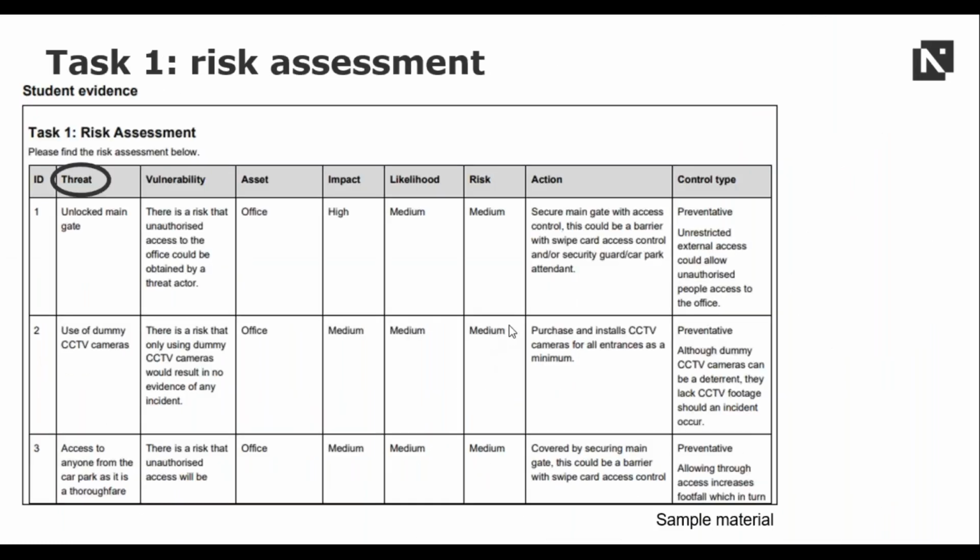Now, an example risk assessment is on the screen now. The risk assessment template will have all the necessary column headings pre-populated, ready for students to complete. Students, whilst referring to the supporting document, could include threats for physical risks, and these could be examples such as entrance gates being left unlocked, dummy cameras being used, the fire doors left open, no alarms fitted, windows left open during non-working hours.